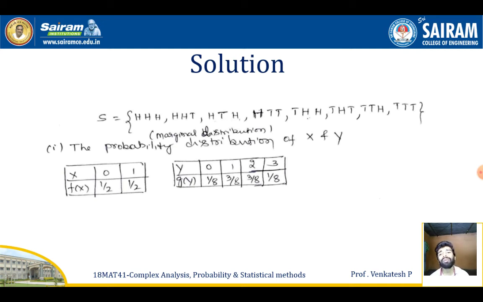So now with respect to this I am going to define the marginal probability distribution. Now I want to find the value of f(x). So for toss 1, if toss 1 is head, I am having the value of X equal to 0.